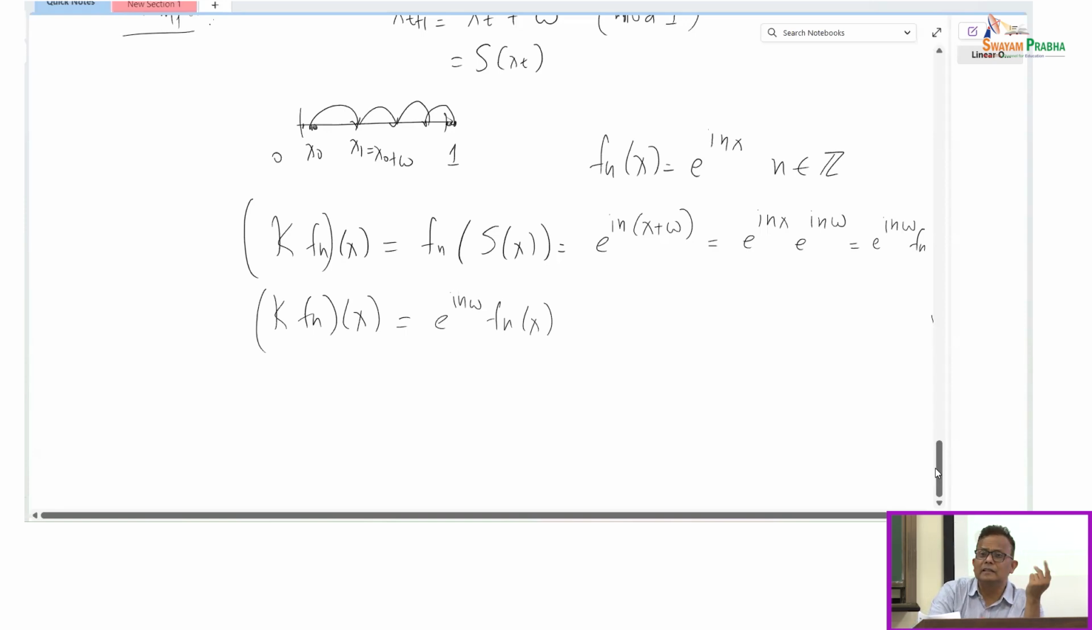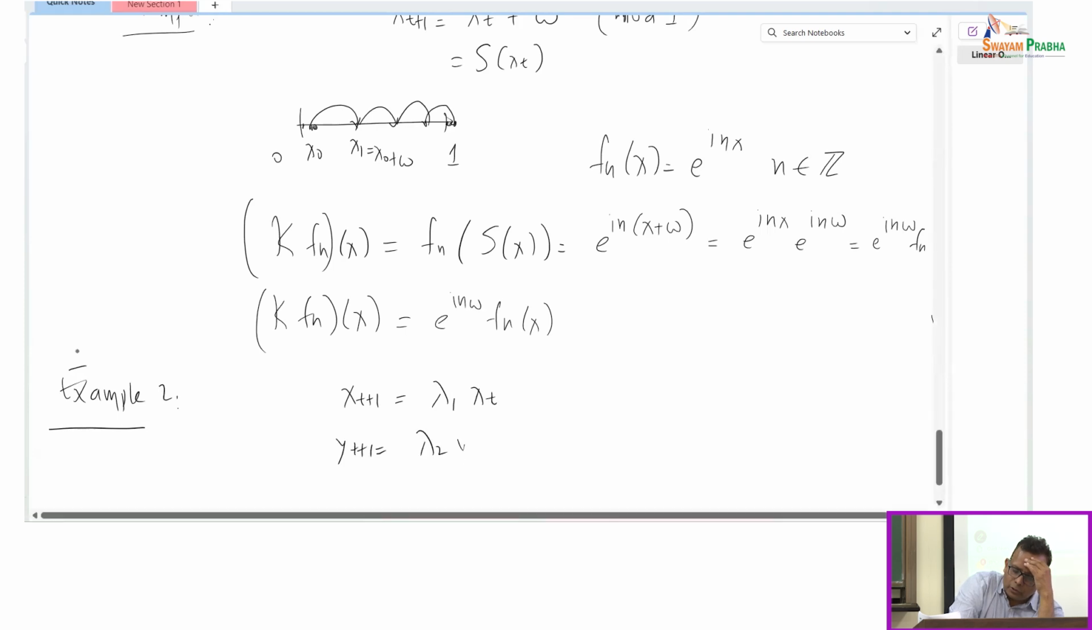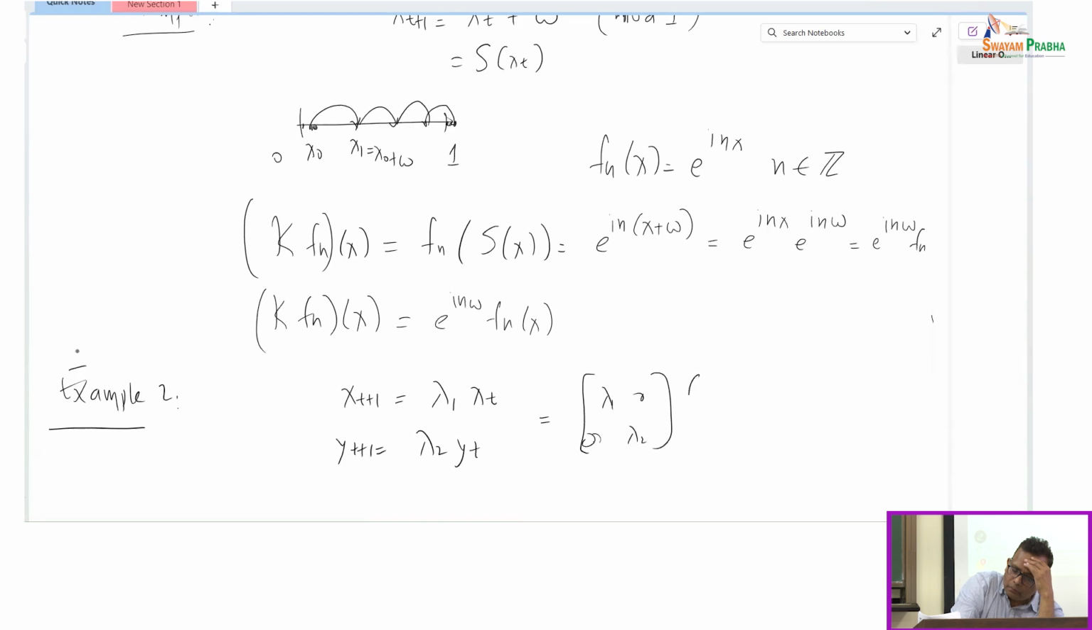Although the linear system, if it is a two-dimensional system, let's say example 2 of a linear system. So let's say I have a linear system which is x t plus 1 equals lambda 1 x t, and then y t plus 1 equals lambda 2 y t, right? So this is like the matrix lambda 1, 0, 0, lambda 2 times x t, y t, and this example will kind of tell you what is really happening with these eigenvalues of the original system. Okay, so this is your linear system.